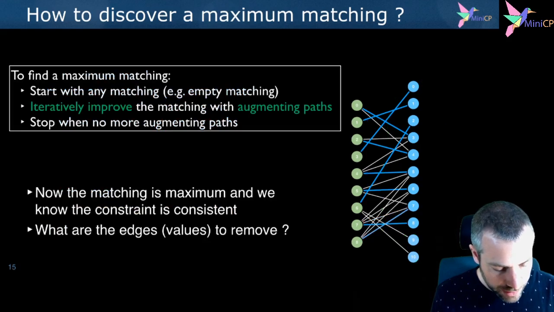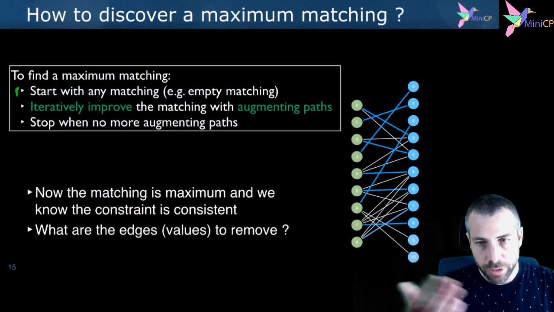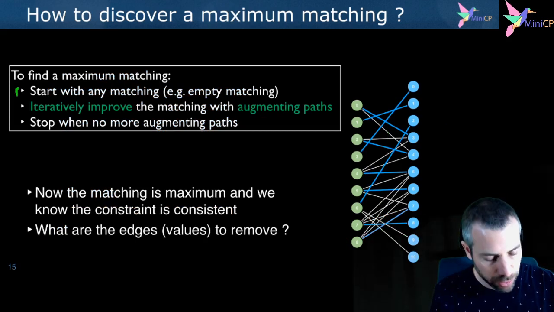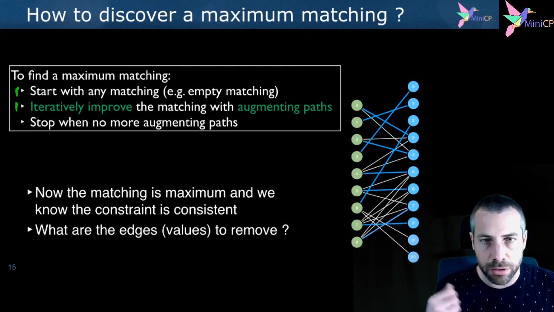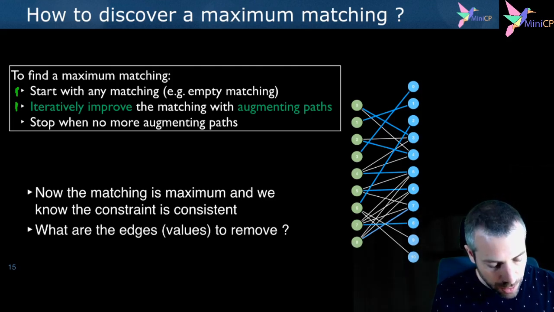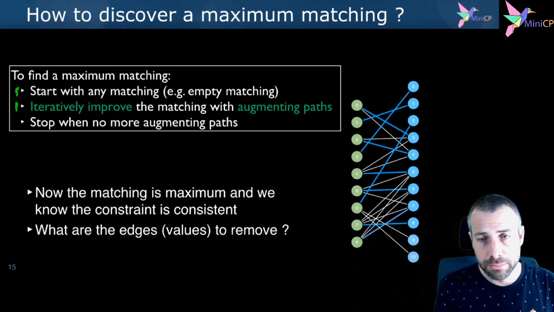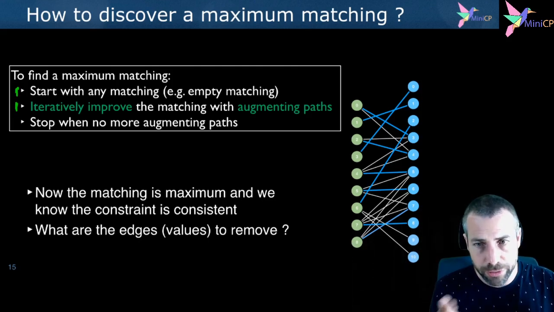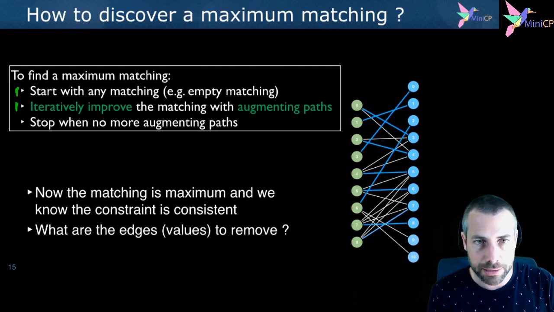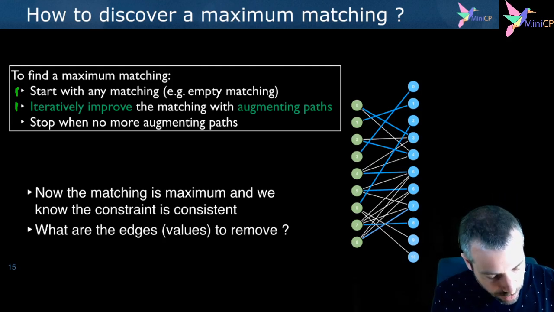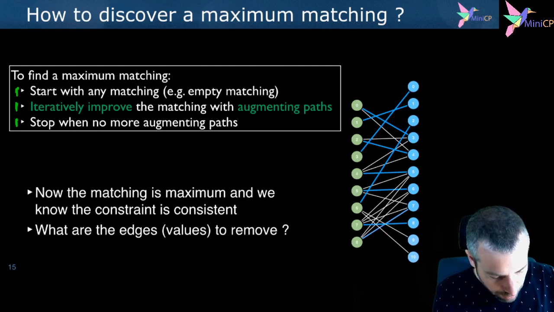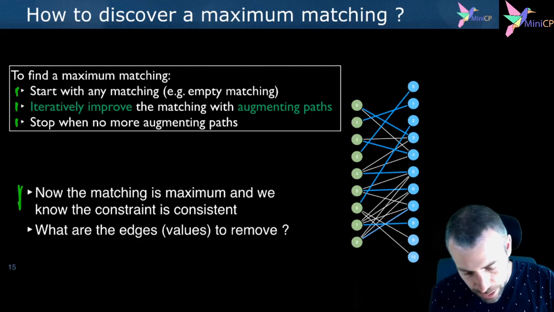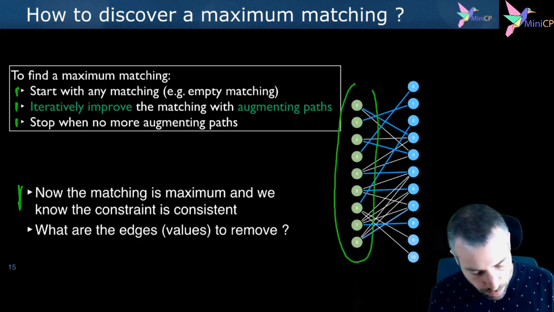So that's the way we discover the maximum matching. Again, you start with any matching, for instance, an empty one or the one that was discovered with the greedy solution, and then you will iteratively improve it by discovering augmenting paths. Okay, and you can do that by just orienting the edges and then use your favorite depth first search algorithm to discover augmenting paths. And then you can stop whenever there is no augmenting path. Okay. So now we have the maximum matching, and we know that the constraint is consistent because all the variables are incident to a blue edge.